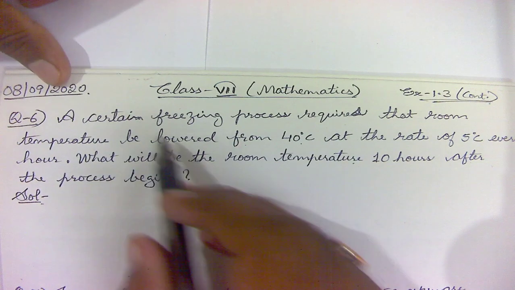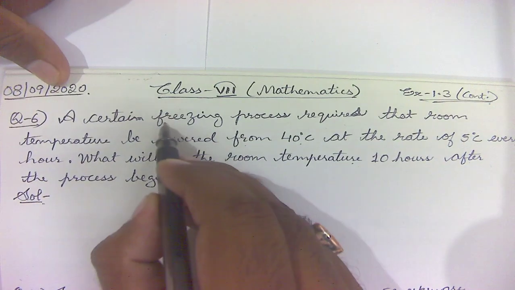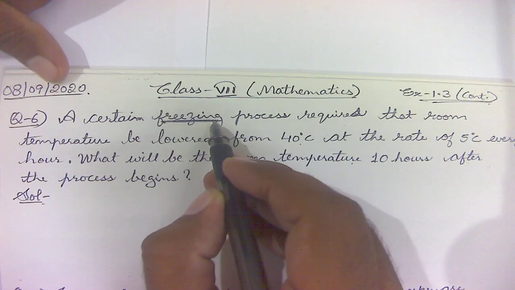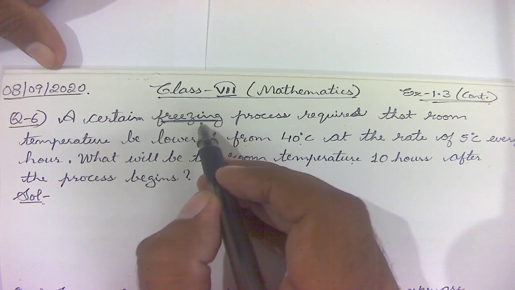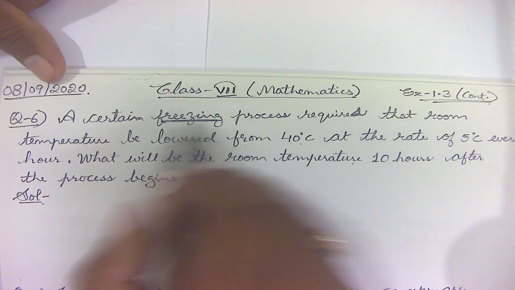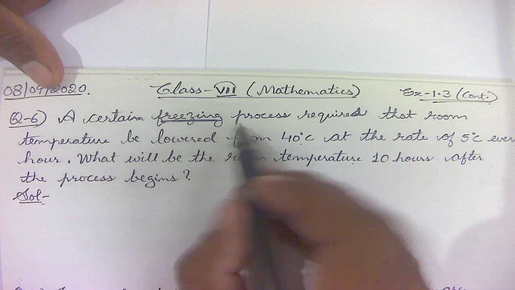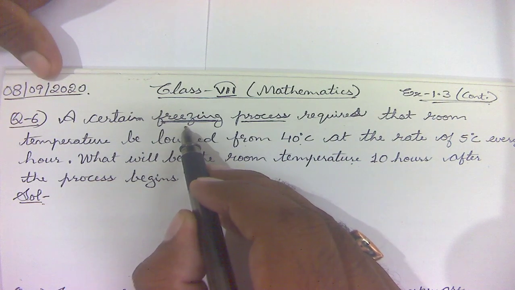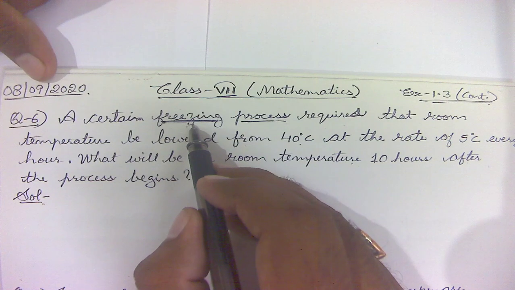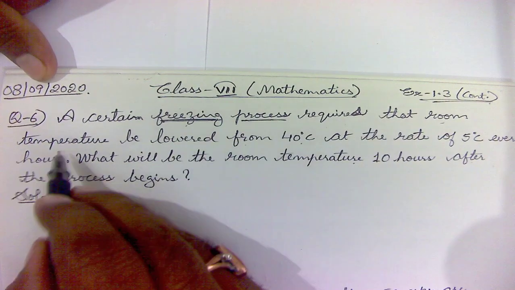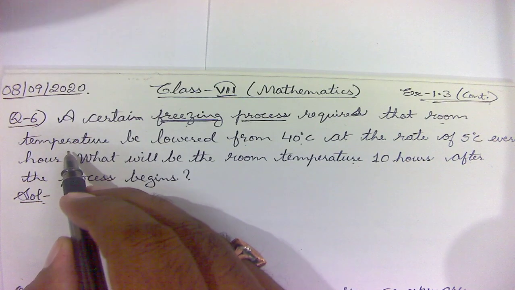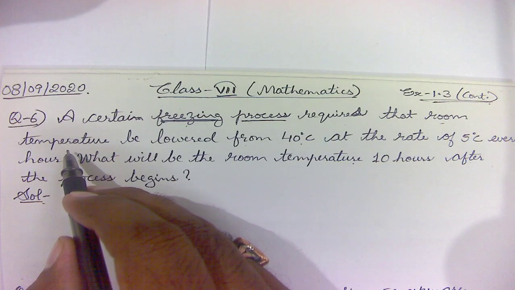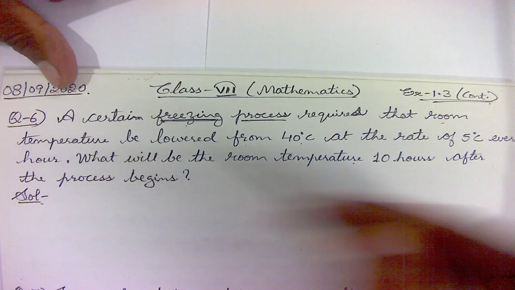So here it is a freezing process. Freezing means to cool down. Like in summers, you keep the bottles in the fridge so that the water cools down so that you can drink it easily. So there is a process going on in which some freezing is to be done, means the temperature is to be lowered down, reduced. Now what is room temperature? Room temperature means the temperature of a room.